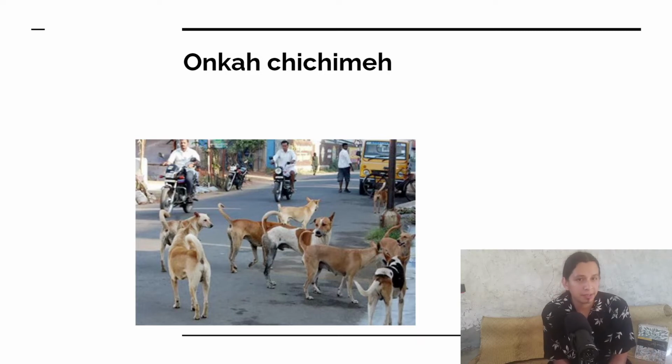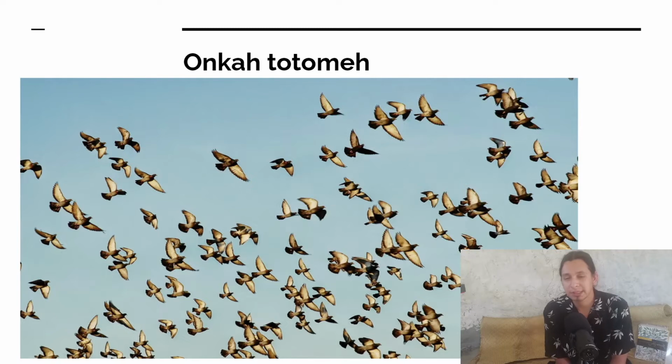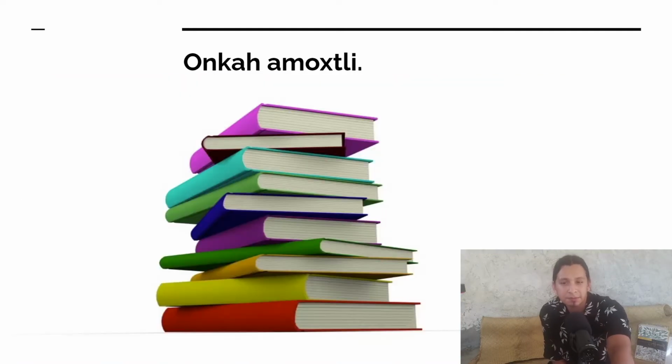Onka chichime. There are dogs. Yeah, I could say here in this picture, onka chichime. There are dogs. Onka totome. There are birds. We've seen the plural me, right? Me that makes things plural, more than one. Onka amochtli. Not onka amoshme because we don't need to pluralize it. Onka amochtli.